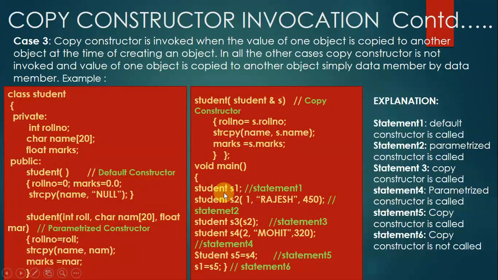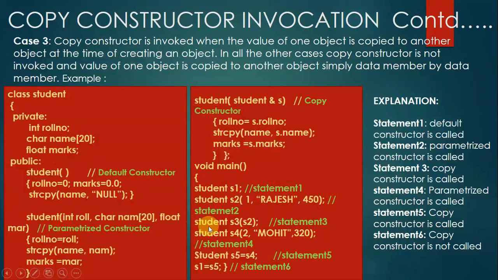So in main, let us see what all is there. When I say student S1, this is the first statement. You see there is no argument passed. So again, the default constructor will be called, and the data members of the object S1 will get the values 0, 0 and 0. So when I say student S2, I am passing the parameters 1, Rajesh and 450. So this time the parameterized constructor will be called, and the data members of the object S2 will take the values 1, Rajesh and 450.